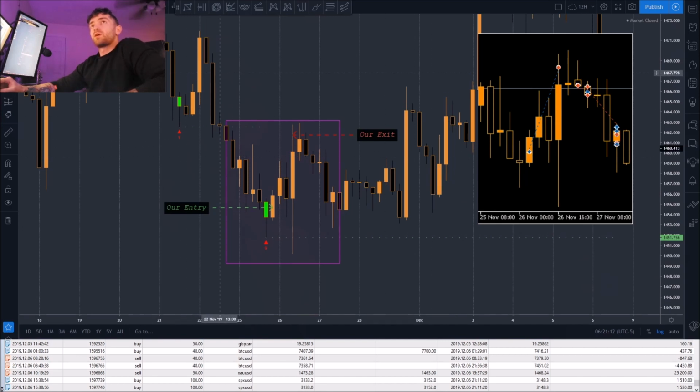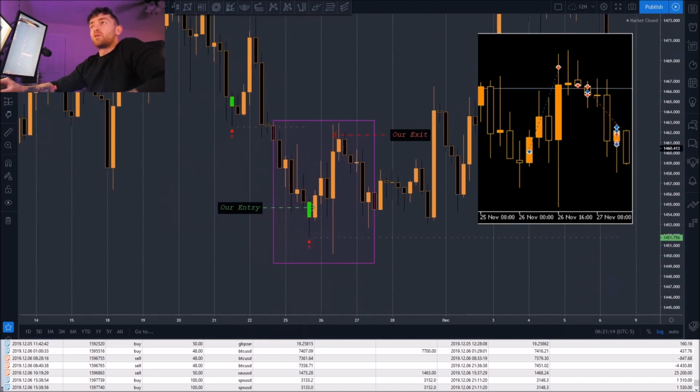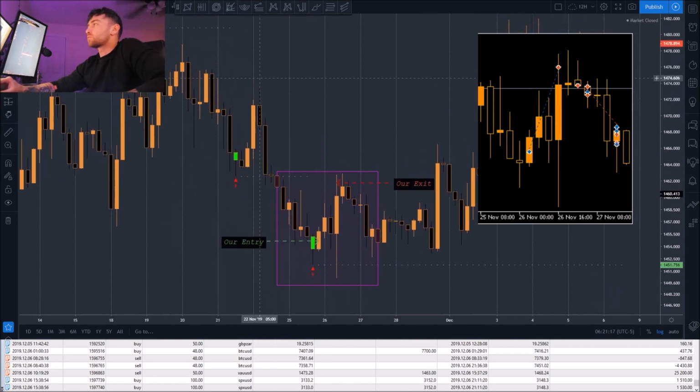So we're looking at the 4-hour. Okay. Obviously, gold is in a downtrend. You see I have the TD Sequential indicator up.